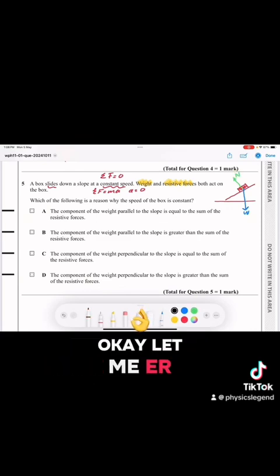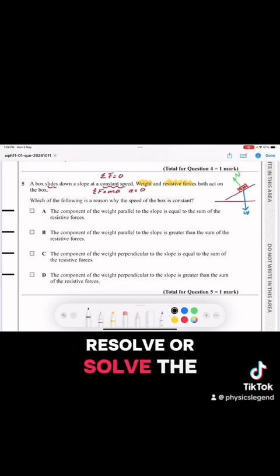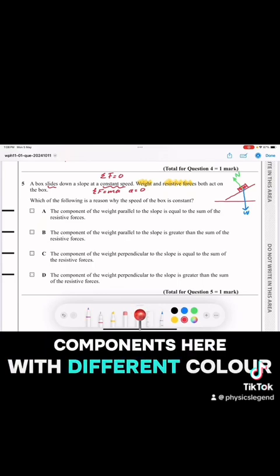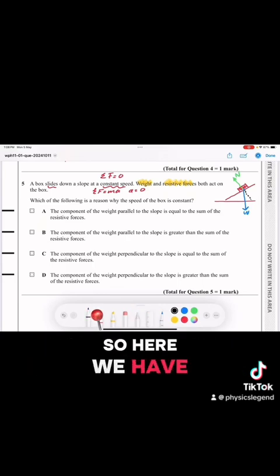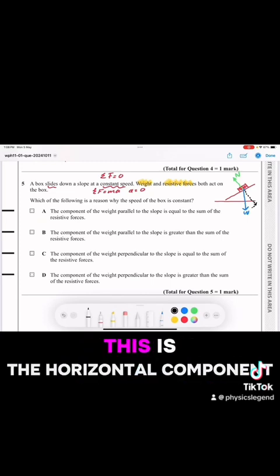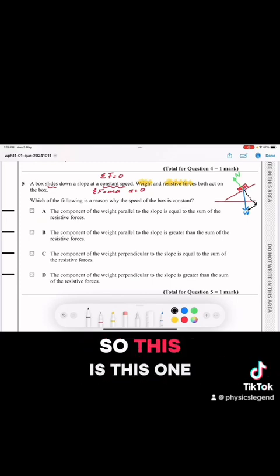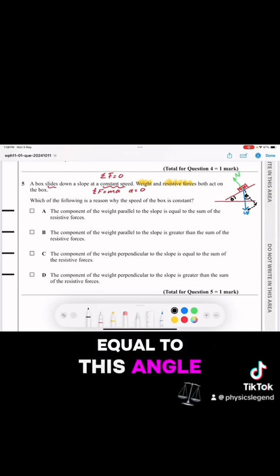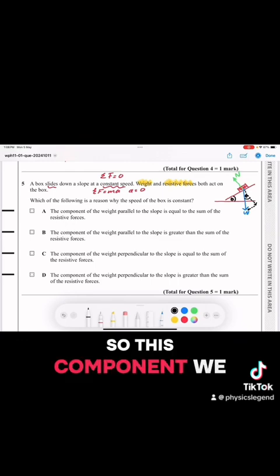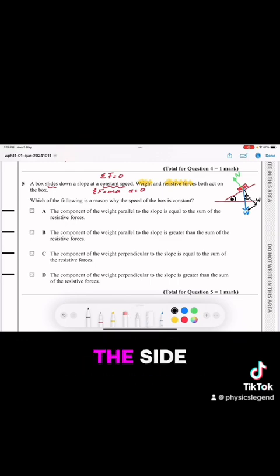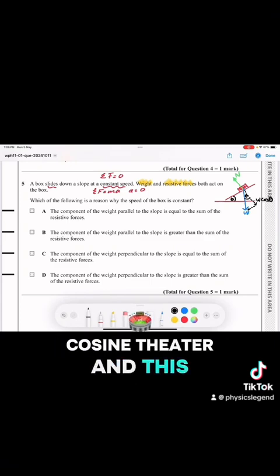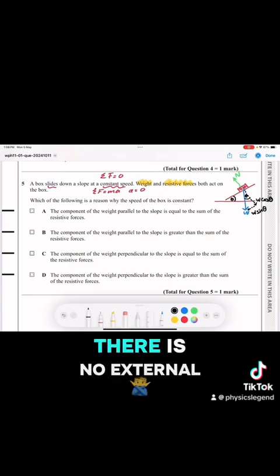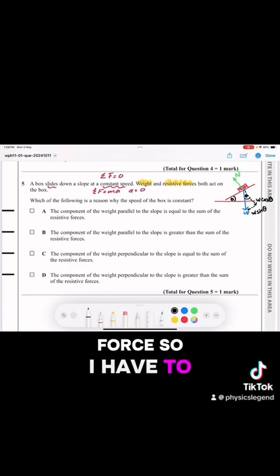Let me resolve the weight into two components. We have two components here in different colors. Here we have a vertical component and this is the horizontal component. We have a small angle theta, and it is equal to this angle as well. This component is W cosine theta, and this component is W sine theta.